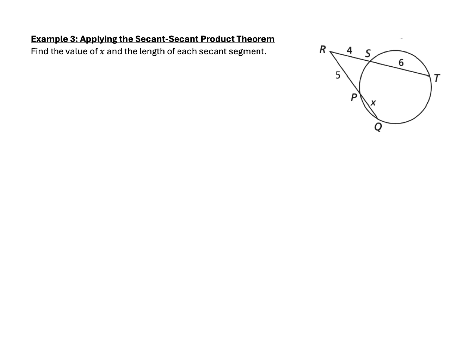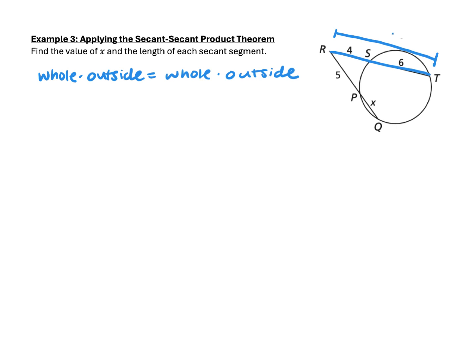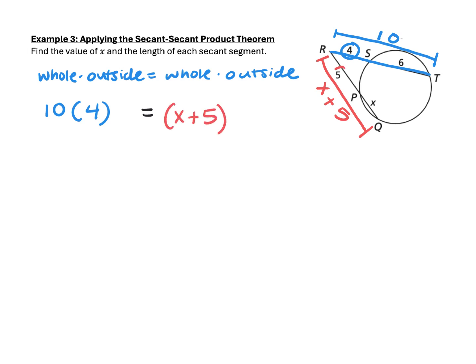Let's try an example here, and I'm going to encourage you to always write out the words. Notice there's two secants, and we know that the whole times the outside needs to be equal to the whole times the outside. Starting with this one, the whole segment, I have to put the 4 plus 6 together, which is 10. And the outside is the 4. That means 10 times 4 needs to be equal to the whole of the other secant segment, which I can't add together because I don't know x. So we're going to call this component x plus 5 or 5 plus x. You need to put that in parentheses because the whole needs to be multiplied by the 5, and the 5 will need to be distributed to both the x and the 5.